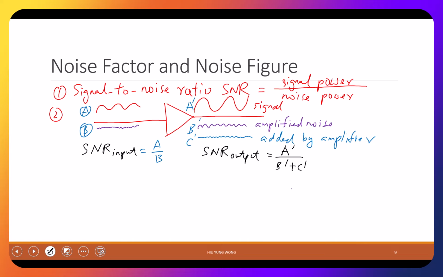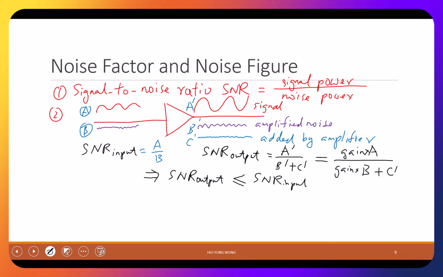Okay? If we look at this clearly, A dash is just the gain times A. And B dash is just the gain times B. If you don't have C dash, the signal to noise ratio is the same after the amplifier. But unfortunately, we have C dash. So you can see that the signal to noise ratio at the output must be smaller than or equal to the signal to noise ratio at the input, which makes sense.